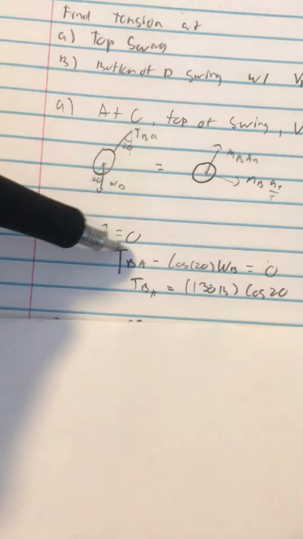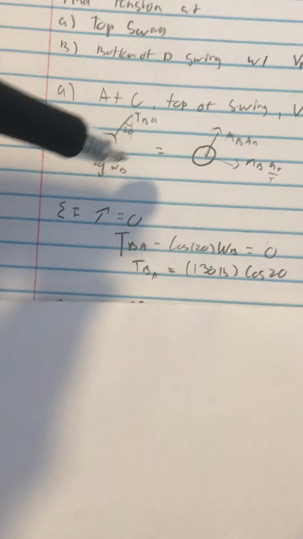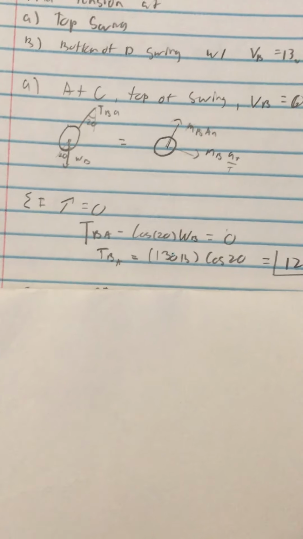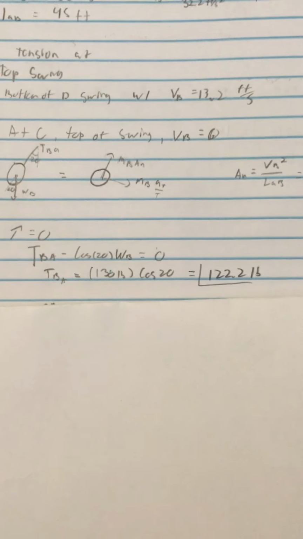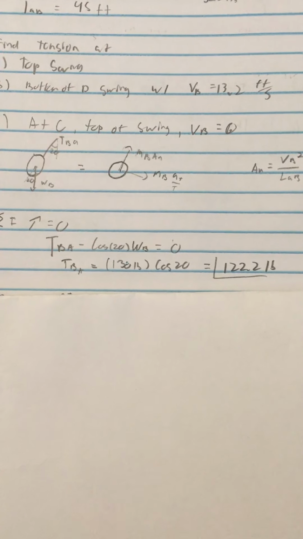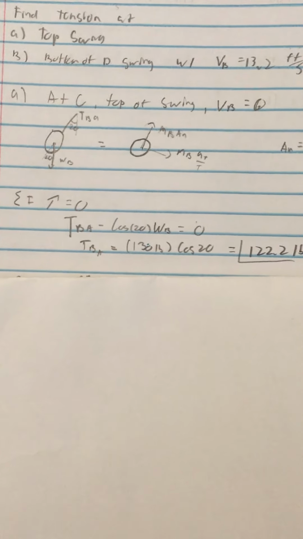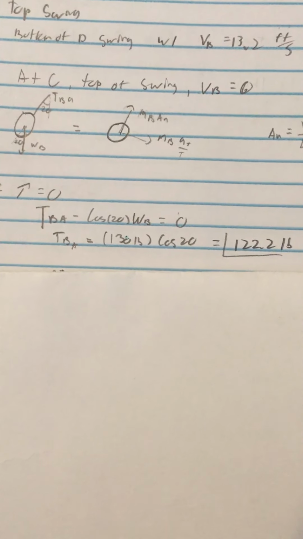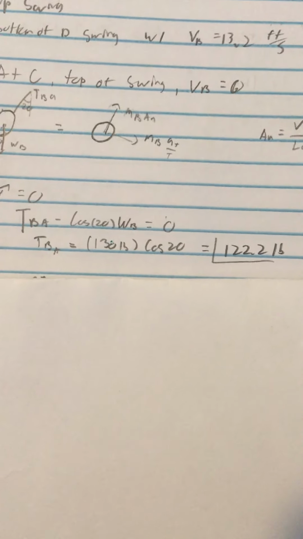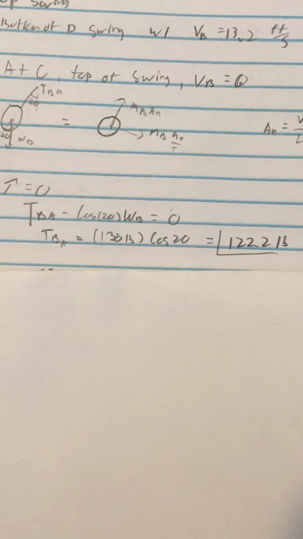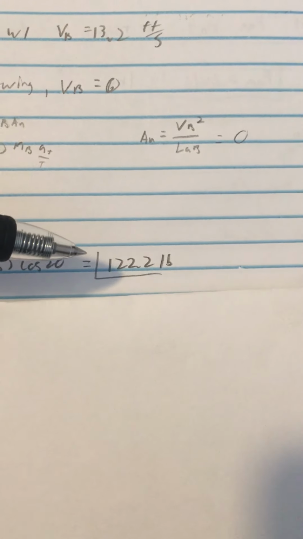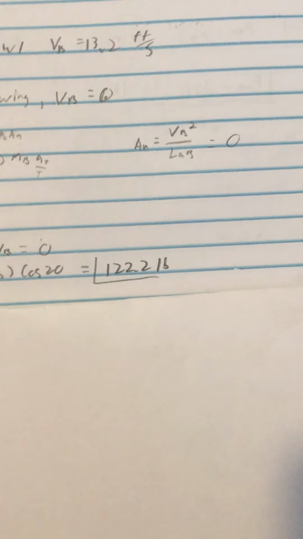Then we sum the forces in this diagonal direction, and we know it has to be equal to 0 since the ball is no longer accelerating up. So plug that in right there, and then we know TBA has to be equal to 122.2 pounds.